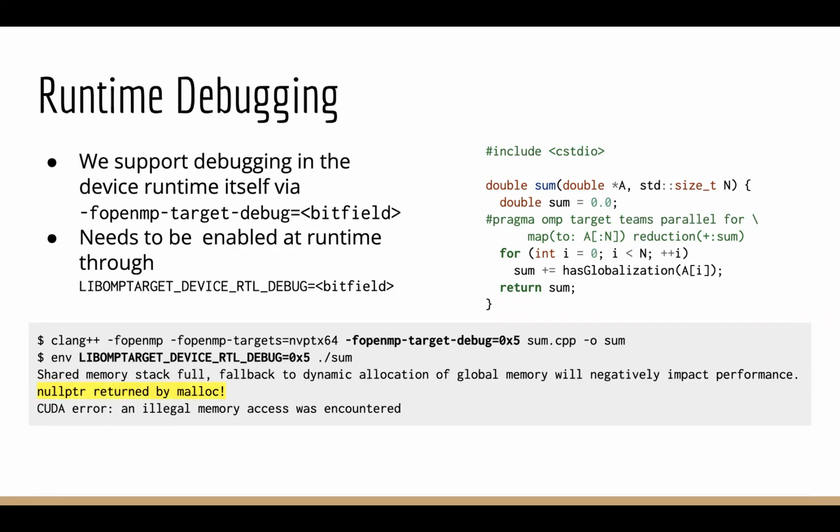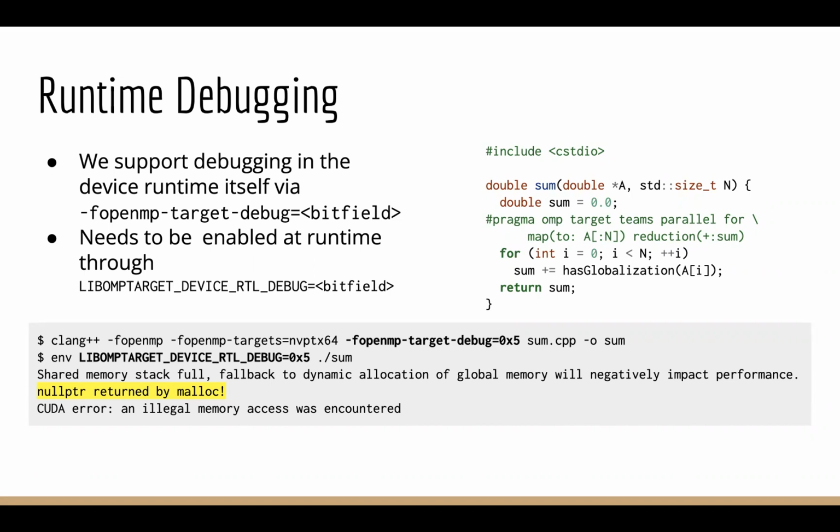So finally, those previous two solutions work well for debugging on the host. But if you want to debug in the device itself, it's sometimes helpful to use what we support for actual runtime debugging. So the OpenMP device runtime supports debugging inside itself. And the way we do this is by having a global that is set by the -fopenmp-target-debug flag, which will then configure what your debug level is at compile time.